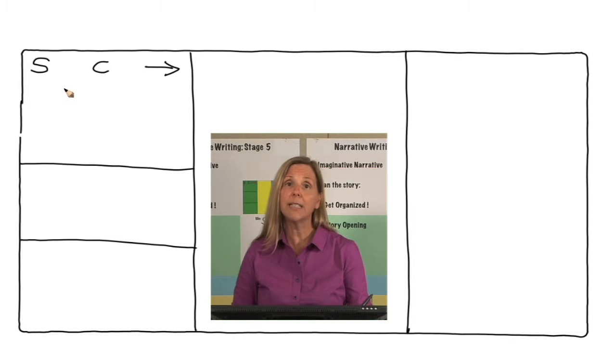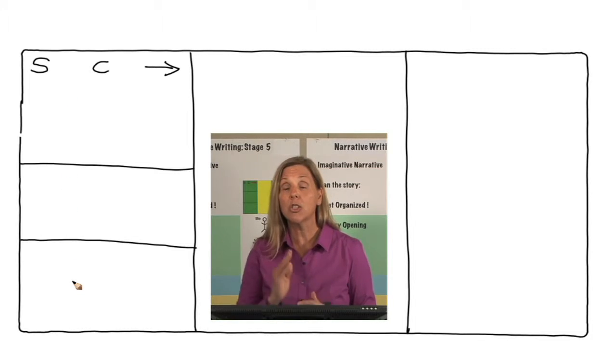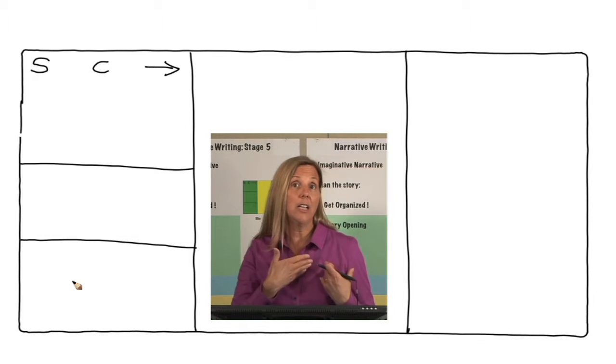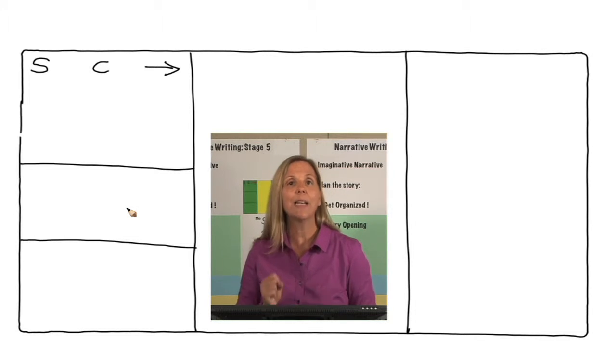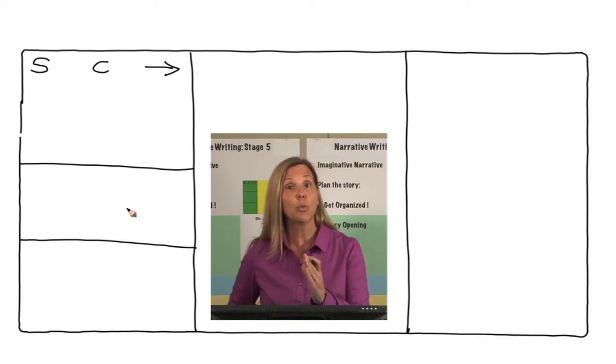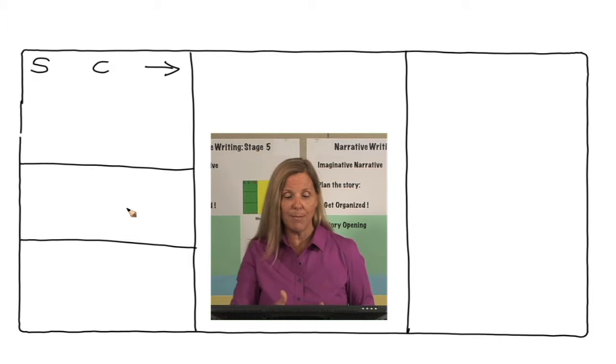A story opening, SC arrow, and then these last 2 boxes could be an action, a thought, a feeling, or dialogue. We'll decide as we plan our story. The middle, we're going to keep blank because we don't know how many actions the character will do, say, or think in the middle.